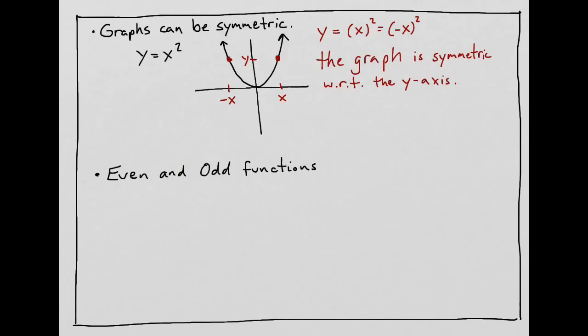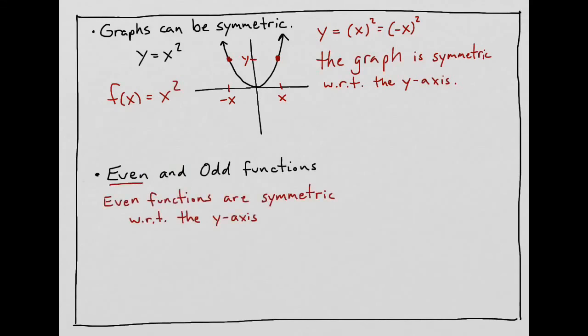More generally, if we think of this as the graph of a function, the function f of x equals x squared, I could call this function symmetric. I could say the function is symmetric across the y-axis. And when that happens, we call the function an even function. Even functions are symmetric with respect to the y-axis. Odd functions also have a certain type of symmetry. Odd functions are symmetric with respect to the origin.